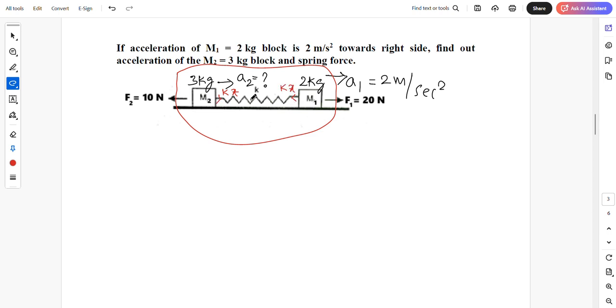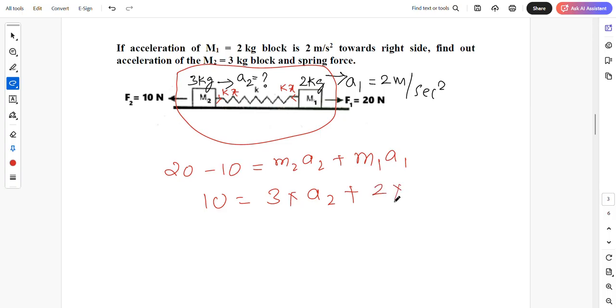These two internal forces get cancelled, that we already know. The driving force is 20 minus the opposing force 10, which is equal to mass into acceleration, that is m2 a2 plus m1 a1. How much is 20 minus 10? 10 is equal to m2, which is 3, into a2, which we do not know, plus m1, which is 2, into a1, which we know, that is 2. So 10 is equal to 3a2 plus 4.